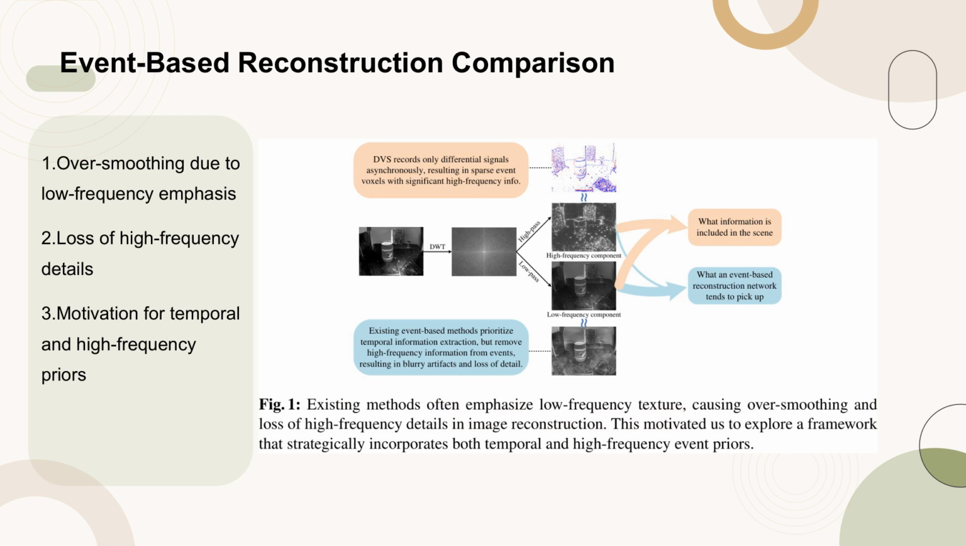Figure 1 illustrates the common issue in existing event-based reconstruction methods where an overemphasis on low-frequency texture leads to over-smoothing and the loss of high-frequency details. This issue motivated the development of a framework that strategically incorporates both temporal and high-frequency event priors to improve image reconstruction quality. The figure highlights the contrast between the frequency domain components of the scene and the reconstruction results, emphasizing the need for a balanced approach that captures both low and high-frequency information.